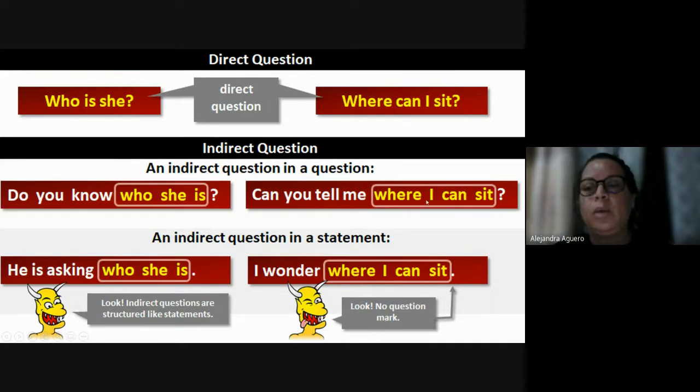Can you tell me where I can sit? We are not saying where can I sit? No, where I can sit. Do you see the difference? Where can I sit? Where I can sit. Okay? WH, subject, modal, and verb. He's asking who she is. This is another phrase. I wonder where I can sit.